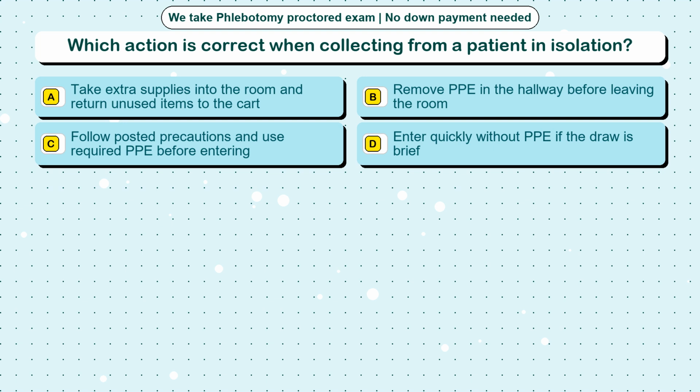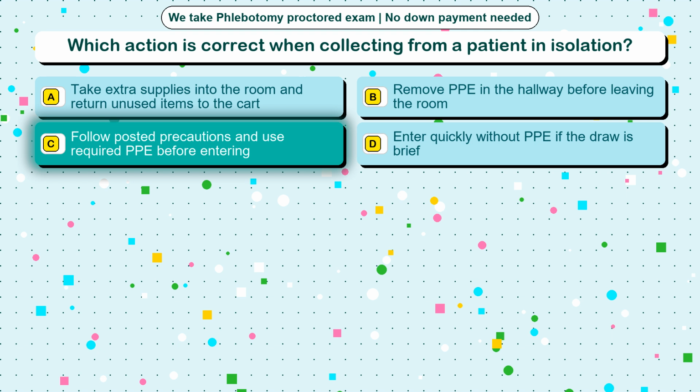Take extra supplies into the room and return unused items to the cart. Option B. Remove PPE in the hallway before leaving the room. Option C. Follow posted precautions and use required PPE before entering. Option D. Enter quickly without PPE if the draw is brief.